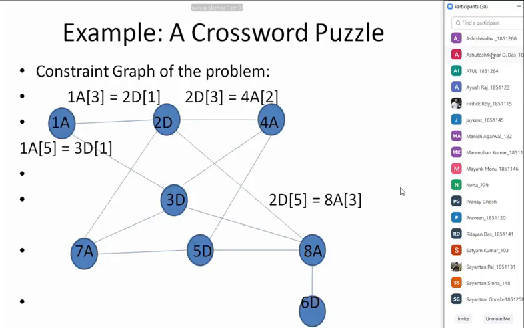Okay, so we have the entities being represented as vertices and any constraints that are represented on the edges of the graph. Okay? Now why did we connect these by edges? Look, 1A is connected with 2D and 3D, not to anybody else. Why? Because look at the crossword.